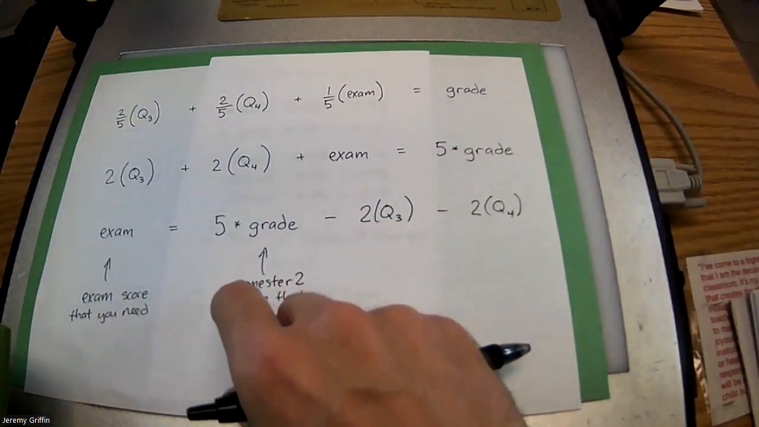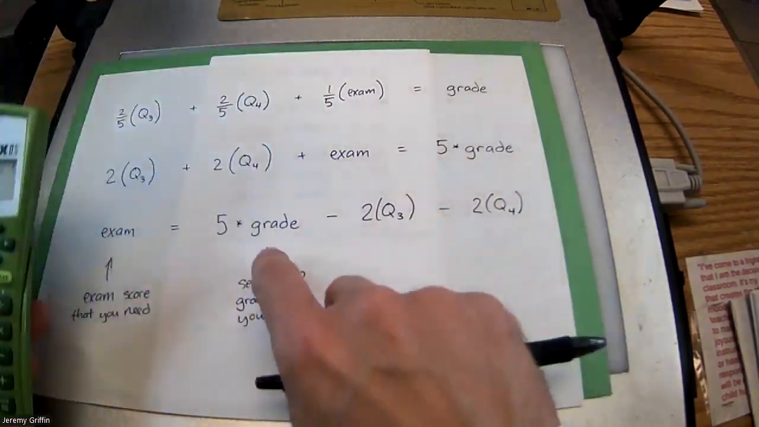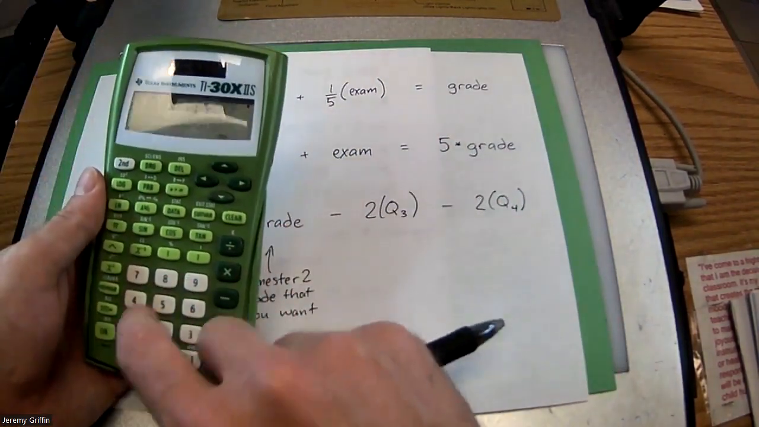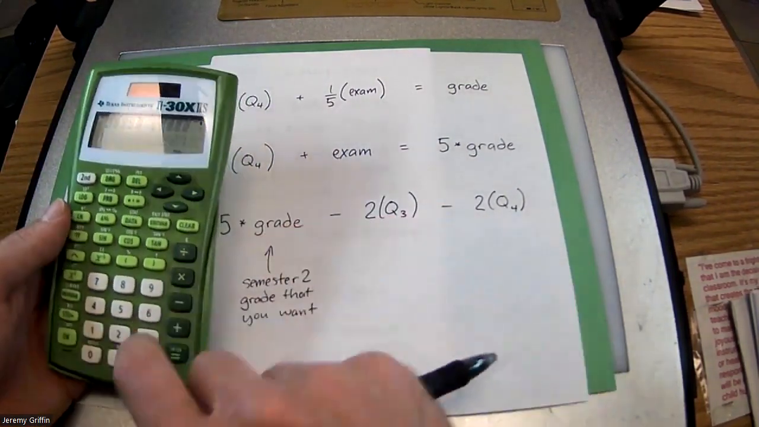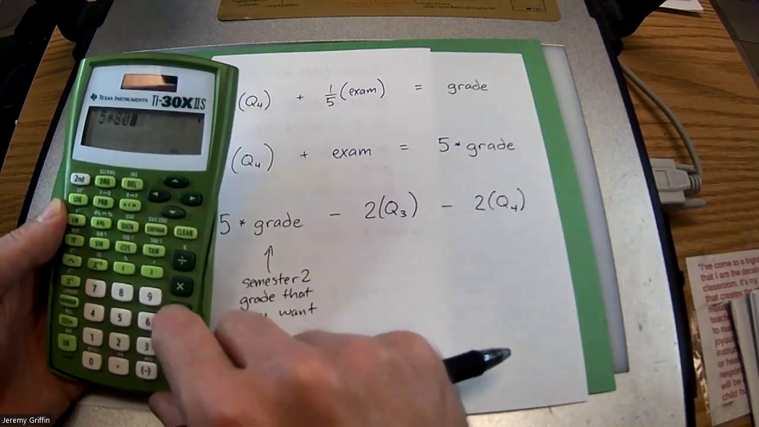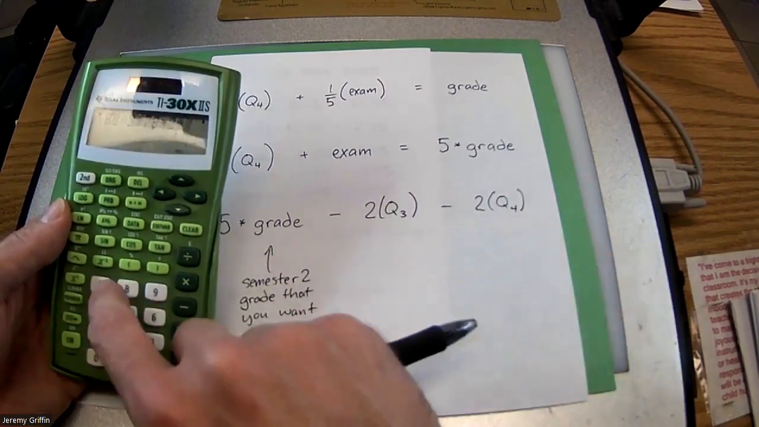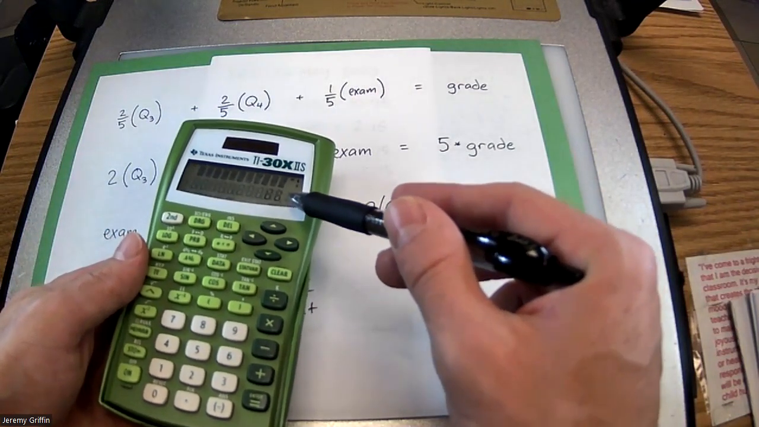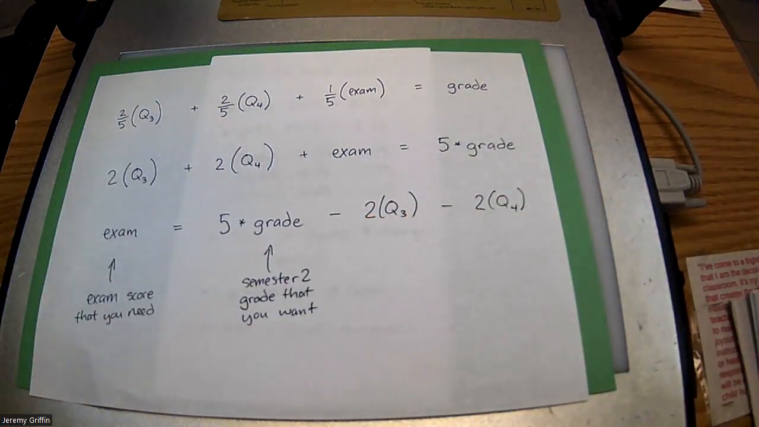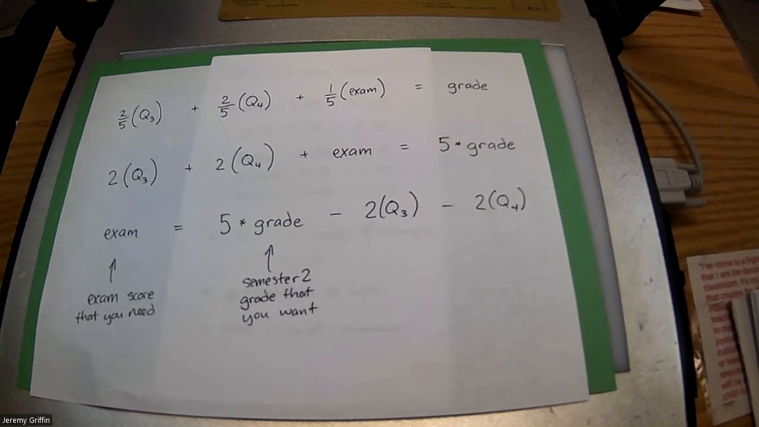So let me run the same numbers and show you that it works out the same way. I could do 5 times, let's say your target was an 80. Technically you could put in 79.5 here and it would round up, but I'll just do 80. Minus 2 times the 78 here, and then minus 2 times a 79 here. Oh, look at that. You would need exactly an 86 to reach that grade. So there you go. Again, that should be universal. It should work for all your classes. All right, you guys good with that?